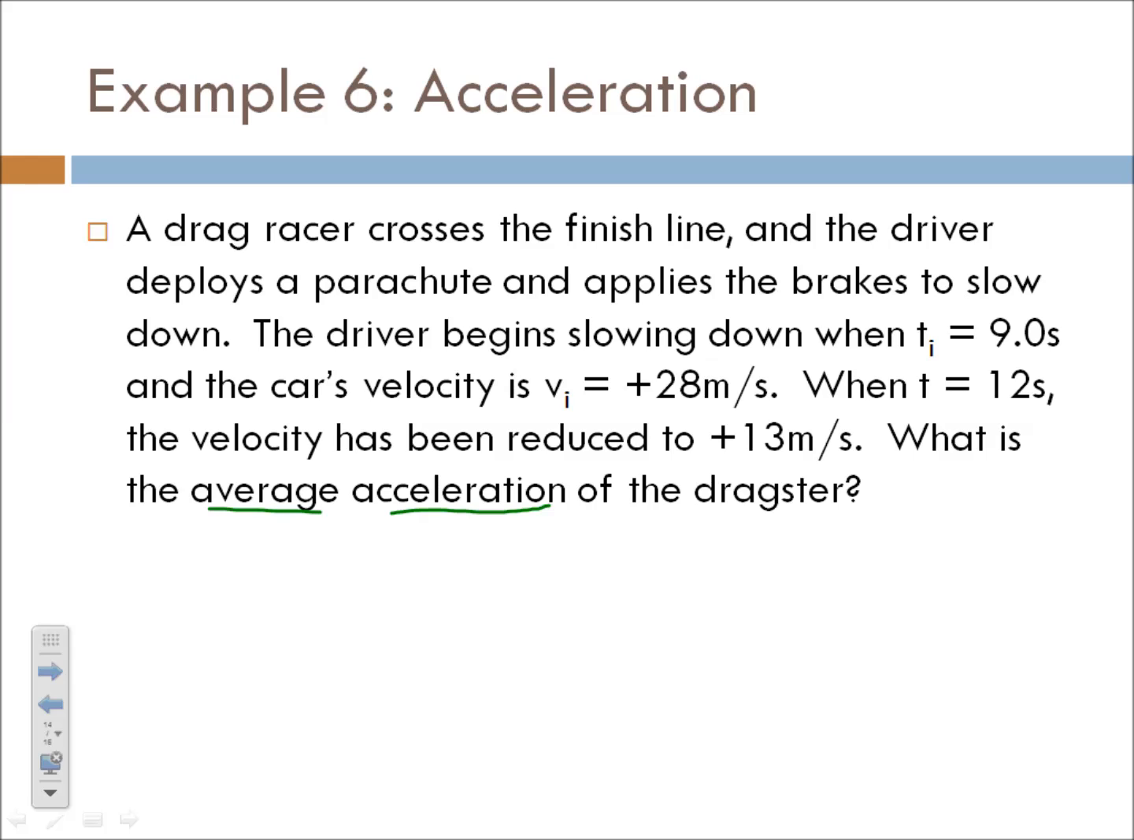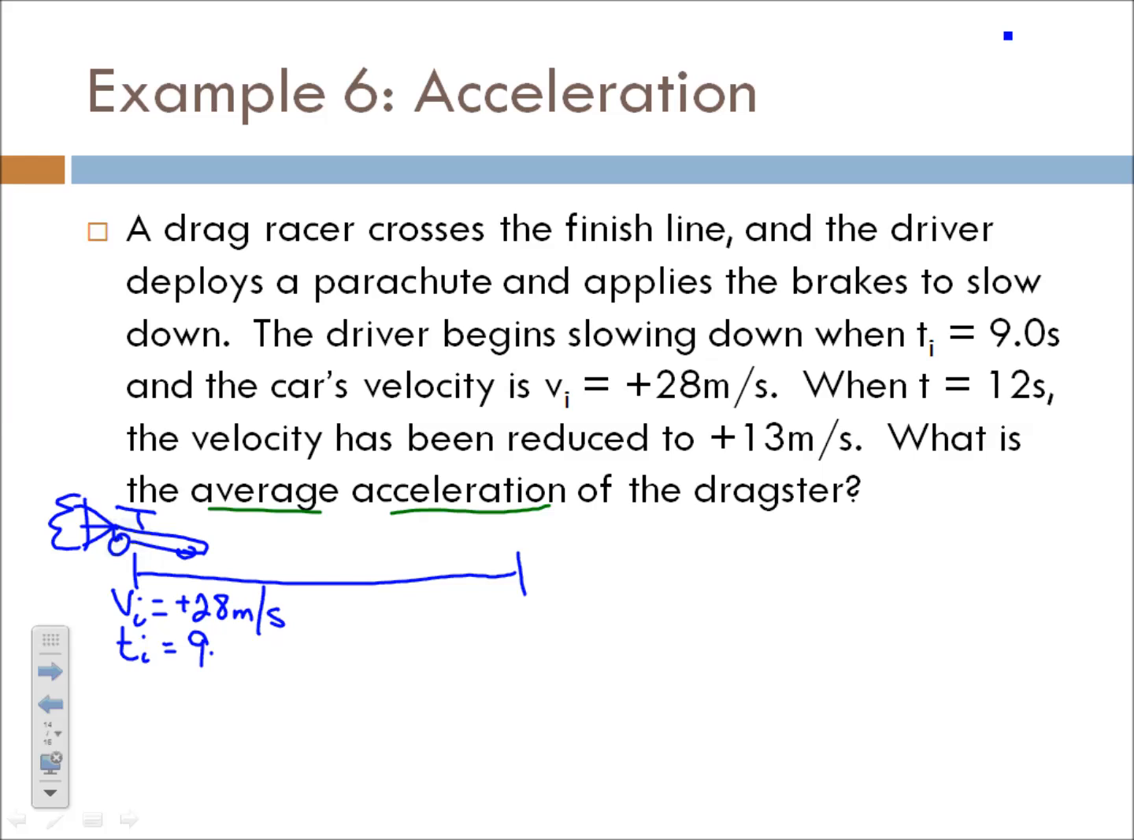So we want to find the average acceleration. What's happening here is we have a drag racer. He crosses the finish line and he starts to slow down using a parachute and his brakes. And we're saying that when he crosses the finish line, he has a velocity of 28 meters per second in that positive direction. And that happens at 9 seconds.